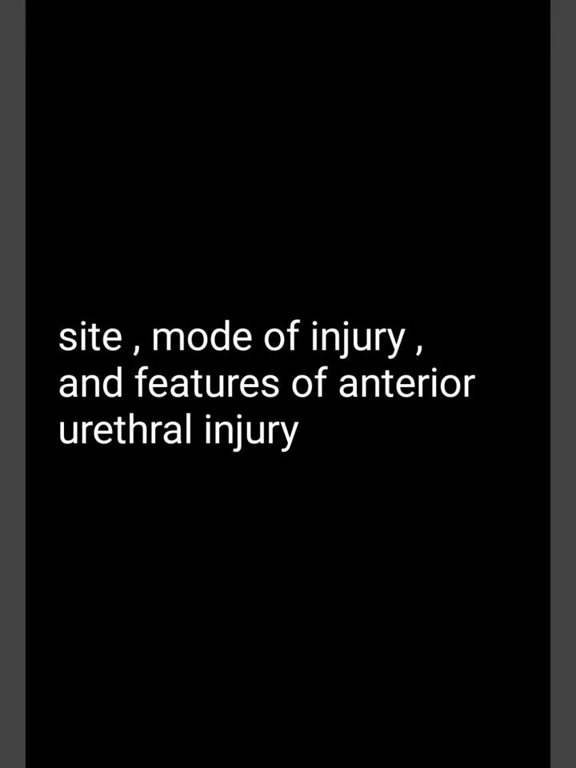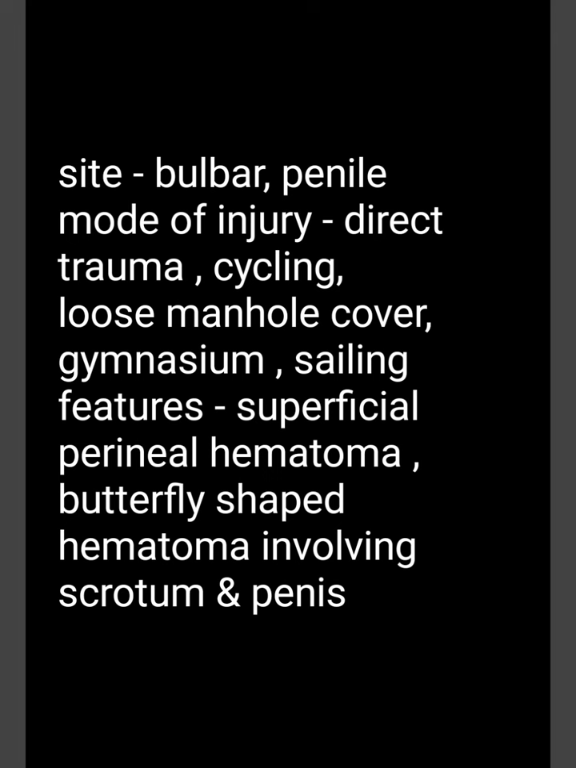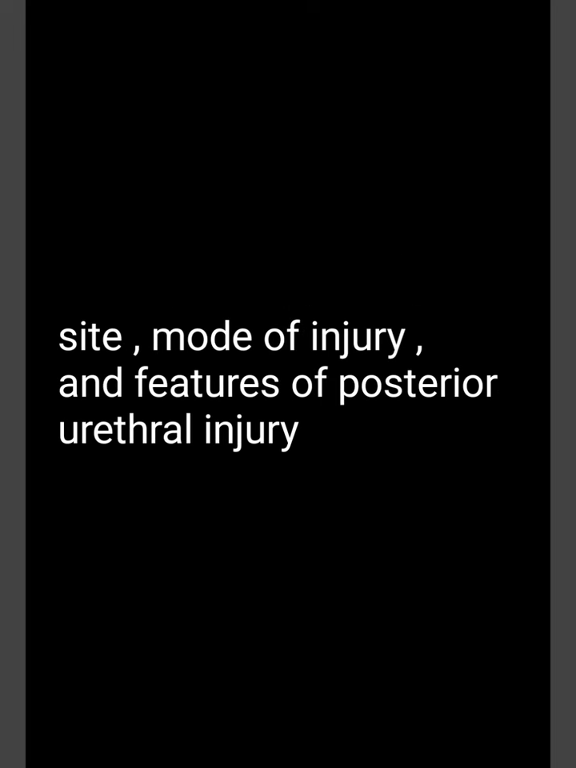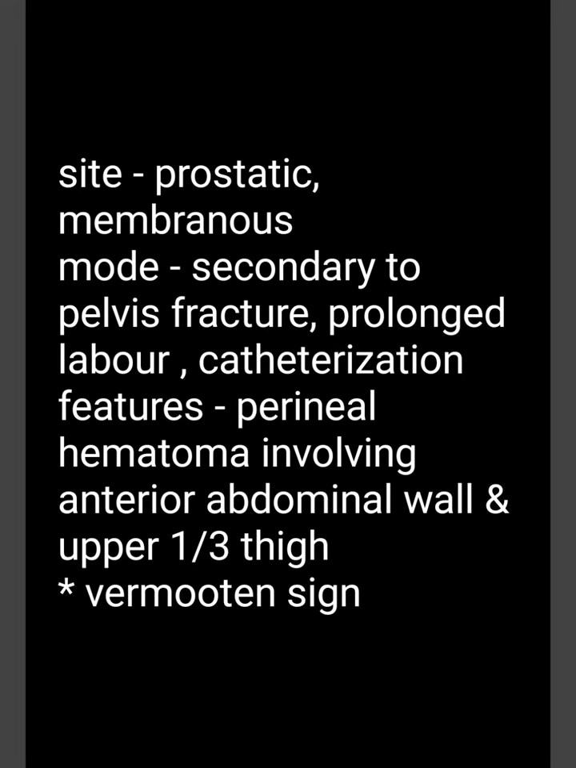Site, mode of injury, and features of anterior urethral injury. Site: bulbar, penile. Mode of injury: direct trauma, cycling, loose manhole cover, gymnasium, sailing. Features: superficial perineal hematoma, butterfly-shaped hematoma involving scrotum and penis. Site, mode of injury, and features of posterior urethral injury. Site: prostatic, membranous. Mode: secondary to pelvic fracture, prolonged labor, catheterization. Features: perineal hematoma involving anterior abdominal wall and upper one third of thigh.